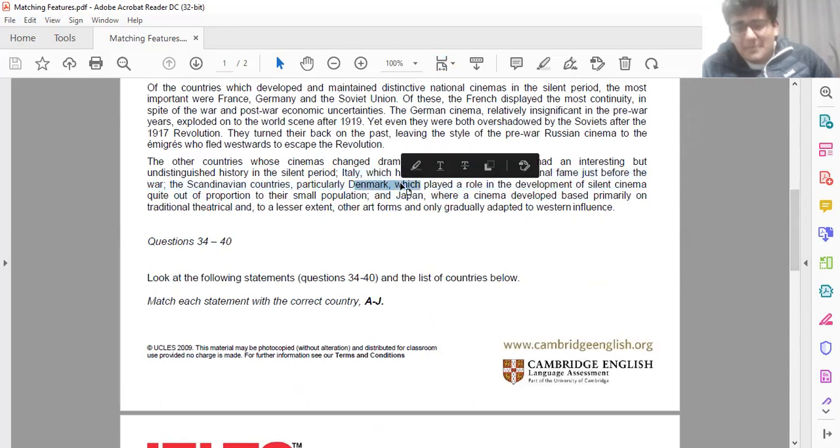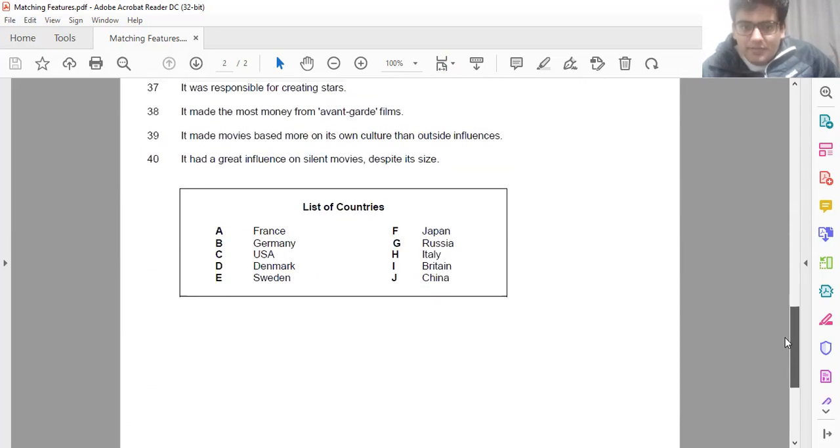Now, you might be asking, Hami, the last answer is coming above the previous answer. This is clearly a deviation in the trend. But if you look, this entire paragraph is one single line. Sometimes when the entire paragraph comprises one single line, there might be minor ups and downs in terms of the answer spacing, so be wary of that. Otherwise, the whole concept remains the same, that the answers generally do come in chronological order. Apologies for that. So Denmark, which played a role in the development of silent cinema. Therefore, the answer for 40 will be Denmark, and that will be D for Delta.